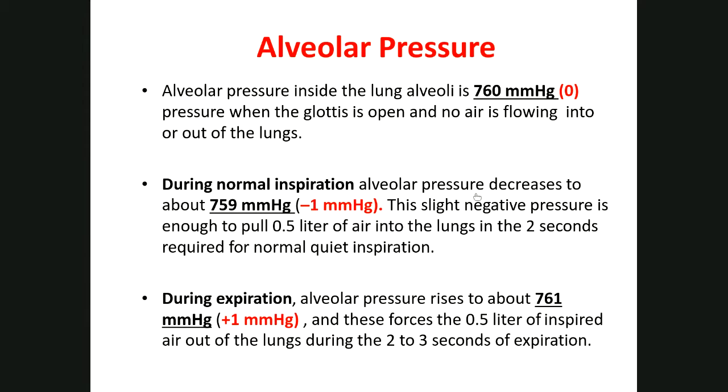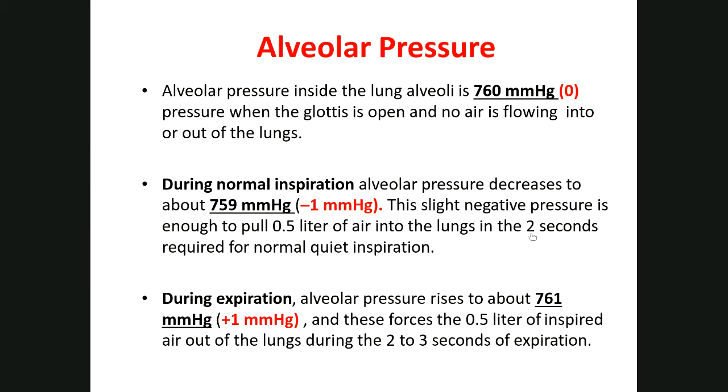And then this will make the lung tissue expand, pulled with the pleura, making the pressure more negative, which is -1 millimeter mercury compared with the atmospheric pressure. This slight negative pressure is enough to take ½ liter of air from the atmosphere into the lung through inspiration, which will last about 2 seconds. Okay, this is normal quiet breathing.